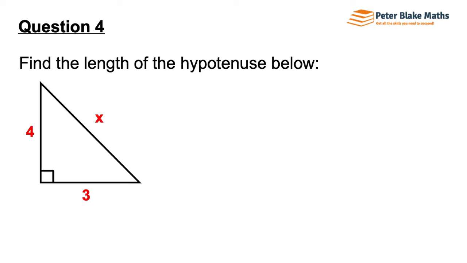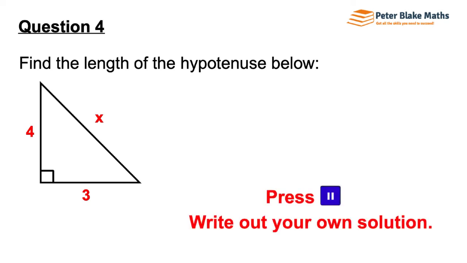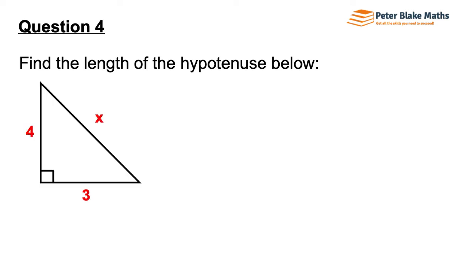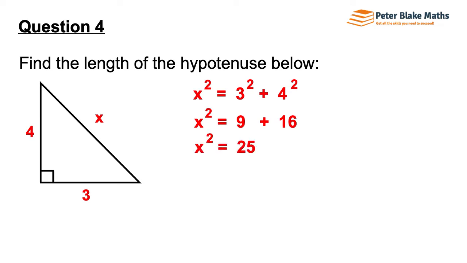Question 4. Find the length of the hypotenuse below. For any right-angled triangle, the square on the hypotenuse equals the sum of the squares on the other two sides. So x squared equals the sum of the squares on the other two sides. So 3 squared plus 4 squared completes the Pythagoras theorem statement there. So x squared on the left-hand side equals 3 squared, which is 9, plus 4 squared, which is 16. We'll calculate that right-hand side, and end up with x squared equals 25.